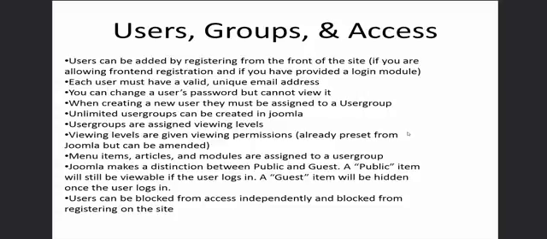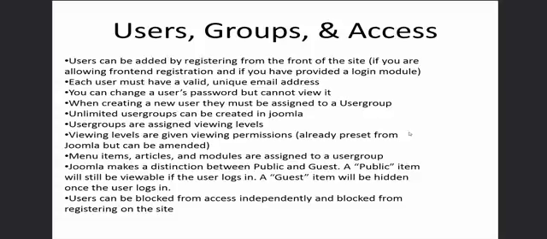Users can be added by registering from the front of the site, if you are allowing front-end registration, and if you have provided a login module. Each user must have a valid, unique email address. You can change a user's password, but you can't view it. When creating a new user, they must be assigned to a user group. Unlimited user groups can be created through Joomla. User groups are assigned viewing levels, and viewing levels are given specific viewing permissions. Most of them are already preset from Joomla, but they can be amended.